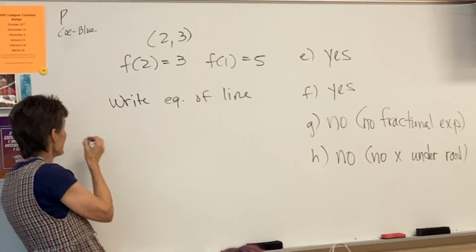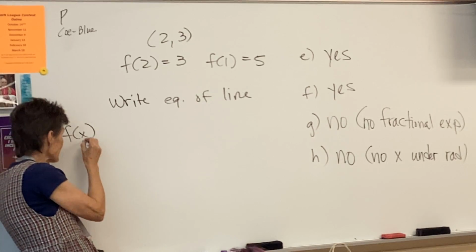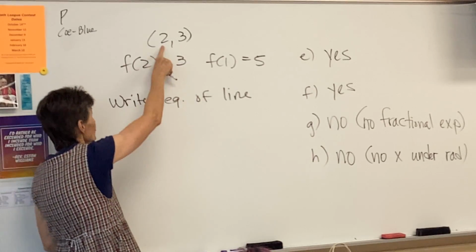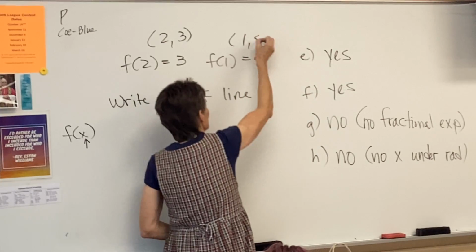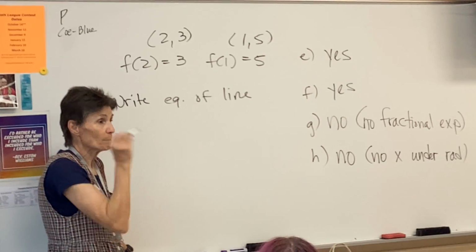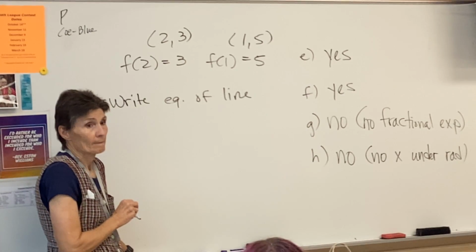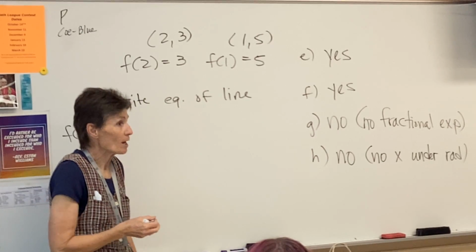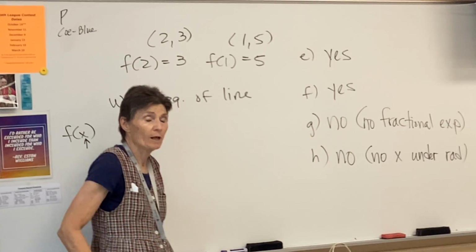Remember, function notation is f of x. Remember that f of x? If it's in the parentheses, it's an x. So 2, 3. This one is 1, 5. The number in the parentheses is the x that comes first. Now, write the equation of the line. We've already done that. We did that back in chapter P. What do we need to do? What do we need to know to write the equation of the line?